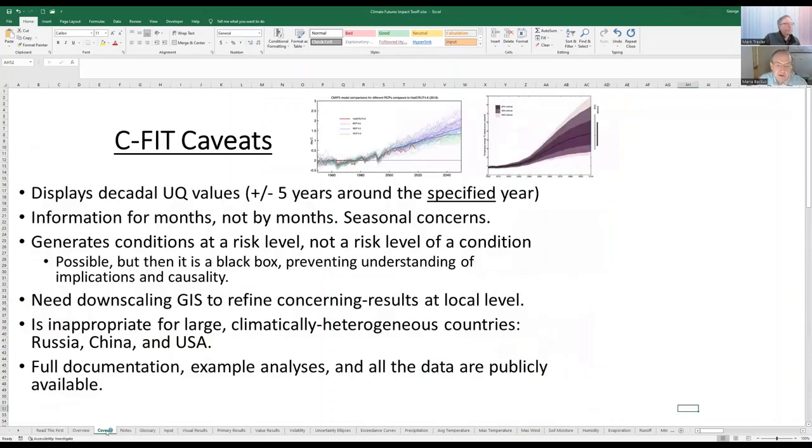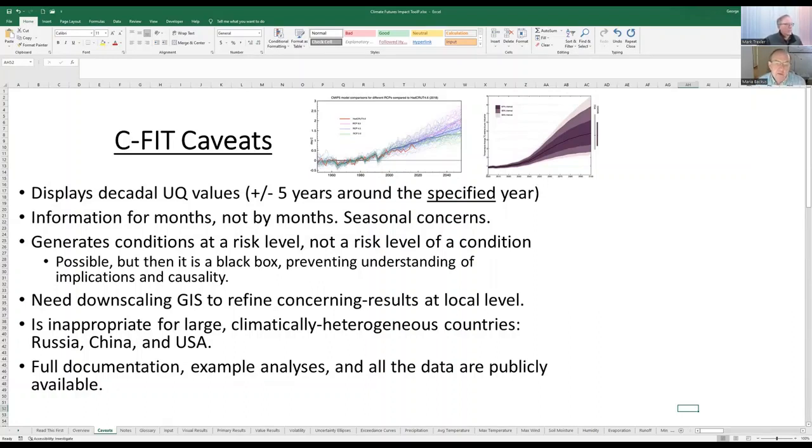So certainly want to give the caveats. It's not telling you year by year things. So it's plus minus 5 years around a specified year. It's doing things in decades. It has information for the month, and it's not by the month. So it's what's the uncertainty within that month. And it's just to help you deal with seasonal concerns.